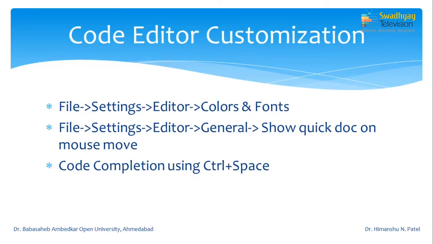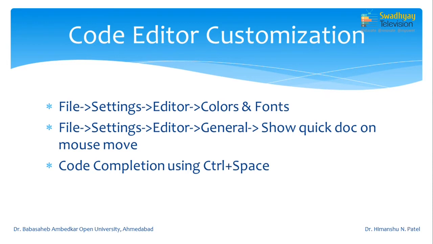Next is code editor customization. We can customize our code editor by selecting these options: file, menu, then you have to go to the settings option, and inside that you have to select editor, and then you can select color and font to display different sizes of font and color for the font. So, this is how you can customize code editor colors and fonts.